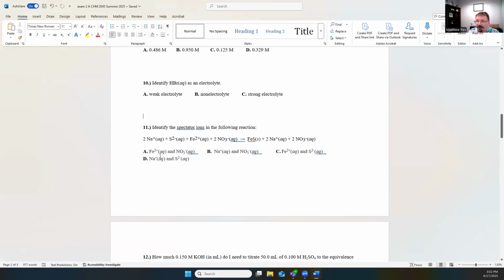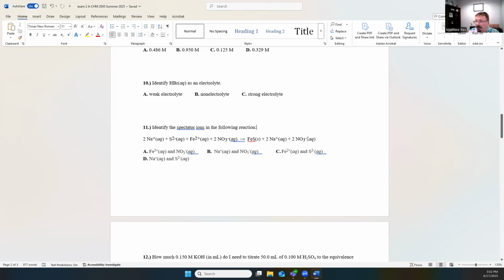Everything's dissolved and dissociated into its component ions. And then I go ahead and look at the product side, and I see that on the product side, we do have a precipitate. We have a solid, iron sulfide. So the two things that went into making that, the iron and the sulfur, they're not spectator ions. They changed from one side to the other.